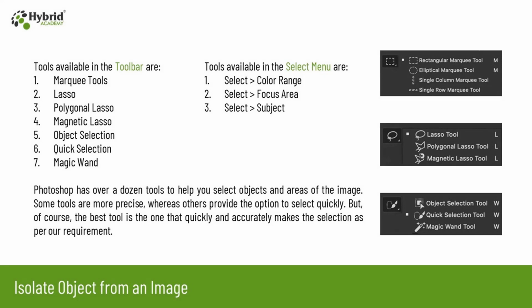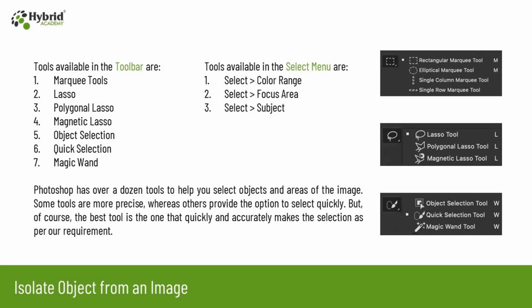So tools available in the toolbar are Marquee tools, Lasso tools, Polygonal lasso, Magnetic lasso, Object selection, Quick selection and Magic wand. Tools available in the select menu are Select color range, Select focus area and Select subject.